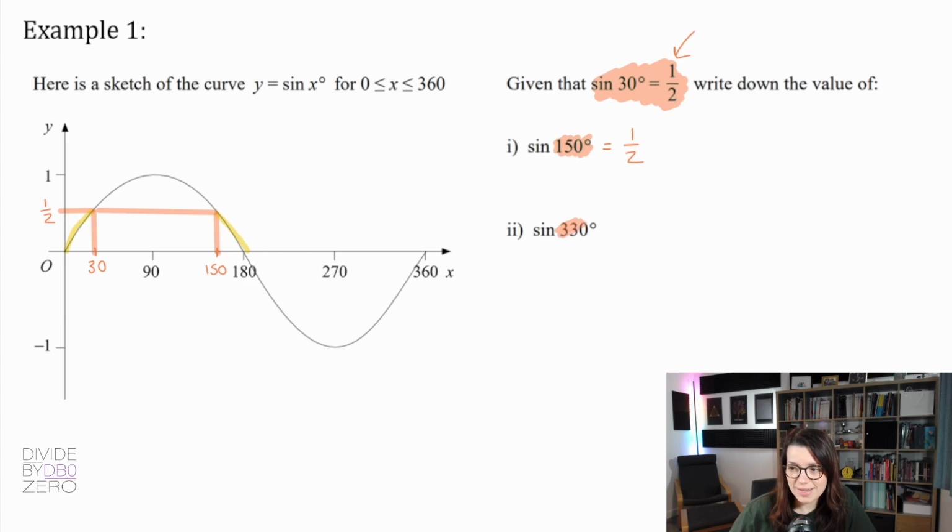Next, we're interested in 330 degrees. So that would be around here. I'm going to draw my line down to where it meets the curve and then across. And again, because of the symmetry of the sine curve, this gap would be the same as the previous yellow gaps, which means that this value is in fact negative a half. Again, it's all to do with the symmetry of the curve.